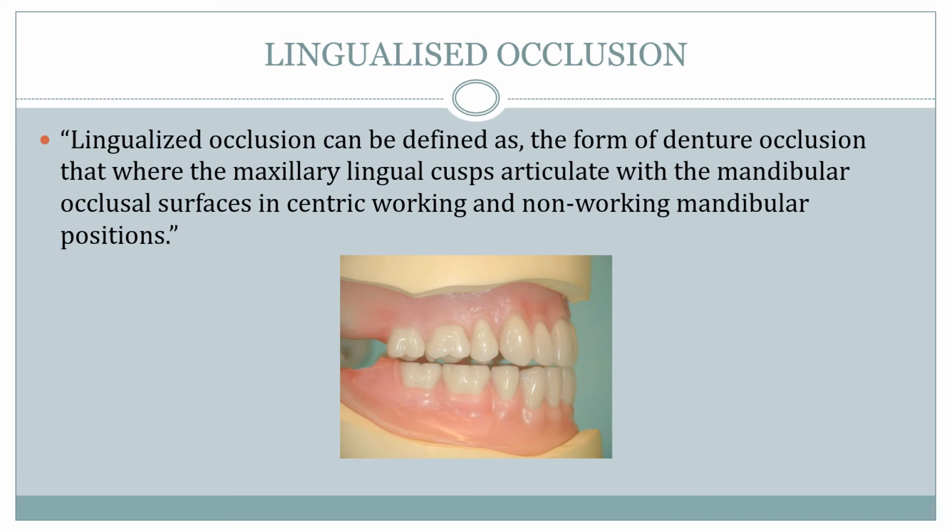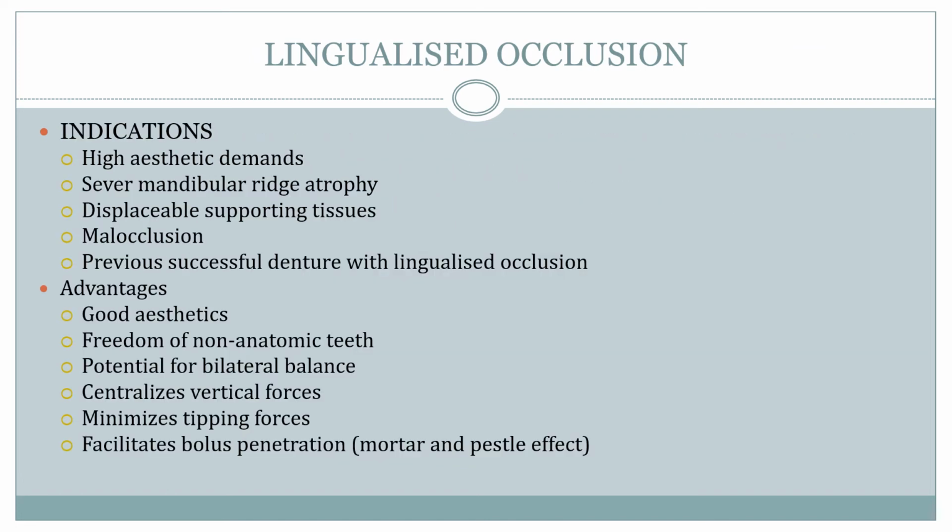Yeah. So lingualized occlusion I've already explained. The indications, as I mentioned, are high aesthetic demands and also severely resorbed ridges in the mandible and displaceable supporting tissue, that is, when you have flabby tissue, when there is already existing malocclusion, and also if the previous denture was given in a lingualized occlusion, then you must give a lingualized occlusion in the new denture as well.